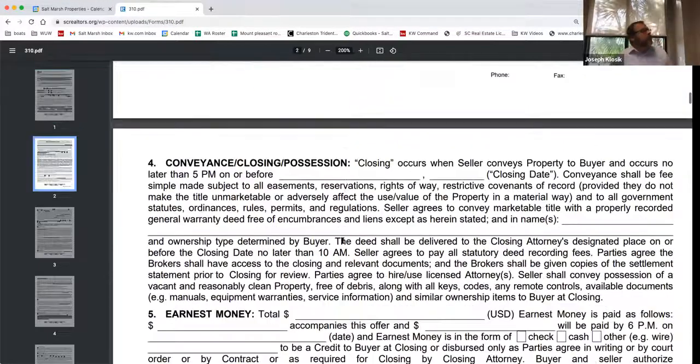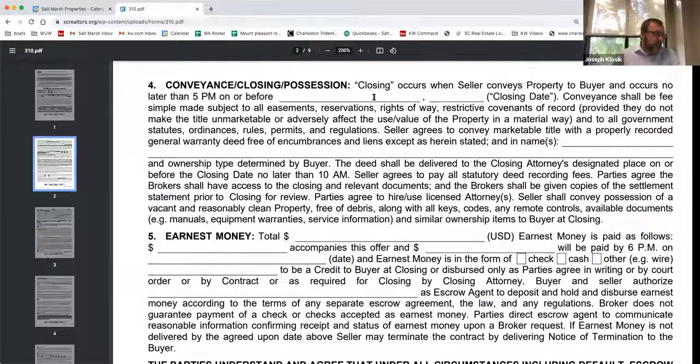All right. Conveyance, closing, possession. Basically, closing occurs at 5 p.m. on or before whatever date is here, which is now considered the closing date. Conveyance shall be fee simple, made subject to all easements, reservations, rights of way, restrictions, and covenants of record, provided they do not make the title unmarketable. So basically, they have to have a marketable title, and be subject to all government statutes, ordinances, rules, permits, and regulations. Seller agrees to convey marketable title with a properly recorded general warranty deed, free of encumbrances and liens, except as herein stated, and in the names of blank. So this is where they would put the names they want the title in.